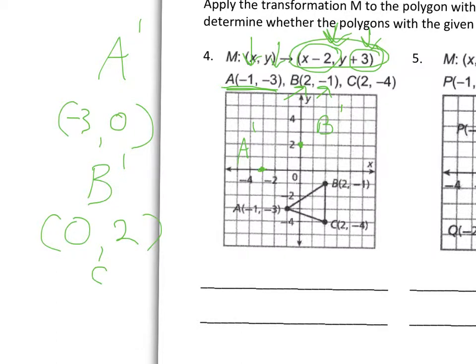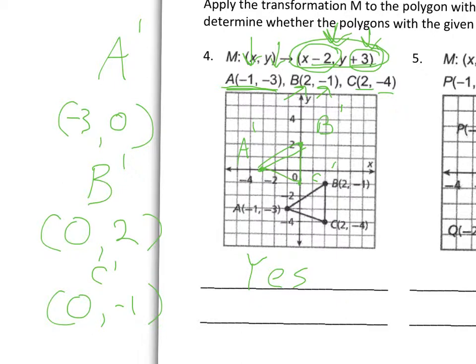And then the last one would be C. We're going to take 2, subtract 2, which would give us 0, and -4 plus 3, which would give us -1. So 0, -1 would be right there. That would be C, and our shape would look like that. Now, are these two triangles congruent? If I'd drawn it correctly, you would have said yes. They are congruent because through this rigid motion, we have maintained size and shape.